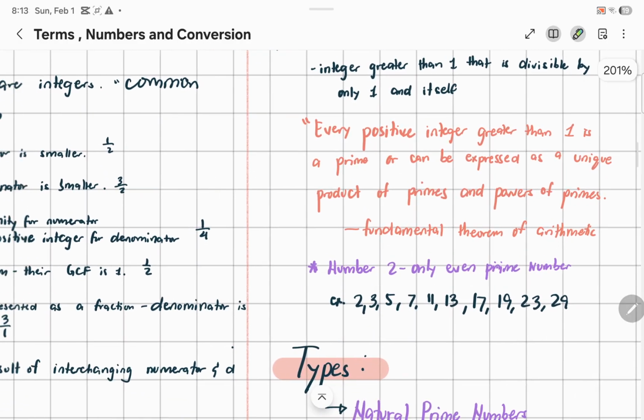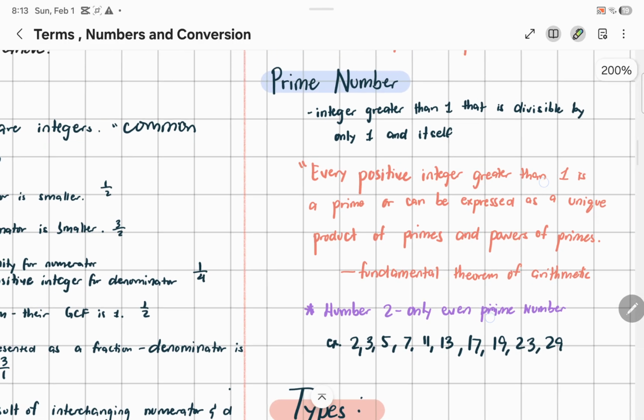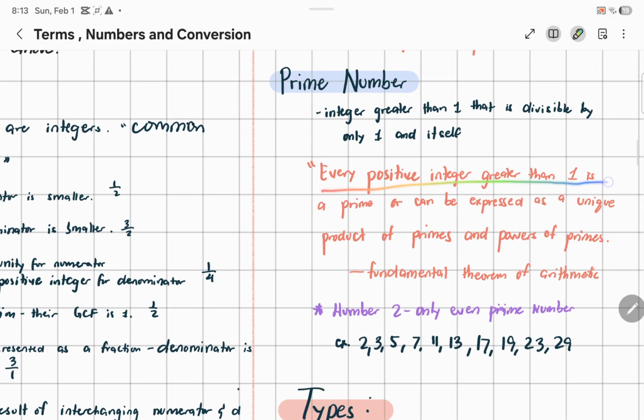For example, we have 2, 3, 5, 7, 11. These have only 1 as their factor and themselves. Every positive integer greater than 1 is a prime or can be expressed as a unique product of primes and powers of primes. That is from the fundamental theorem of arithmetic. So, number 2 is the only even prime number. You should remember that. Only.